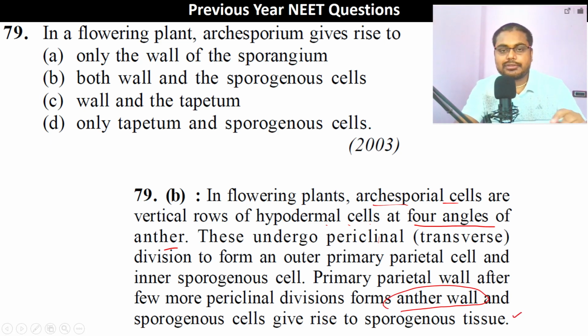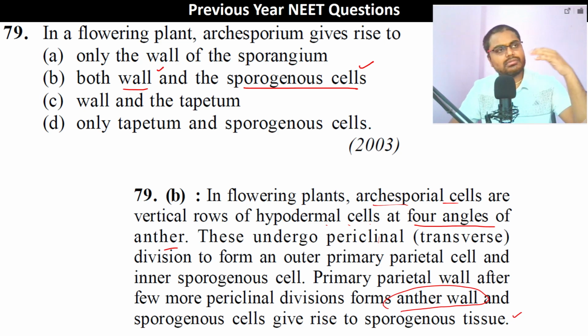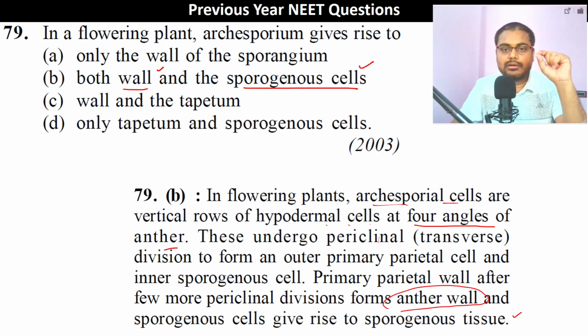Okay, so therefore the archesporium will give rise to what? Sporogenous cells also, and the wall also. The 3 layers of the walls, and the epidermis is anyway there right from the beginning, and the sporogenous cells give rise to the microspore mother cell, and then it gives rise to the microspores, and further the pollen grains. Thank you. So therefore B is going to be the answer.